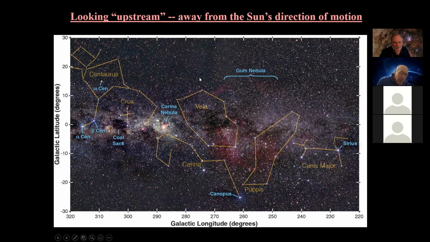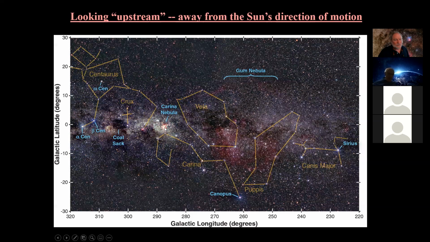The last place to look is looking upstream, away from the sun's direction of motion. And there's this big honking object. It's 60 degrees, I'm sorry, is it 30 degrees in size, I think? It's a big object, and it's called the Gum Nebula. And it's a hybrid of photoionized gas from newborn stars, plus the remains of supernova explosions.